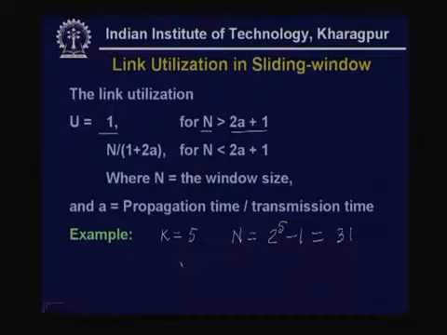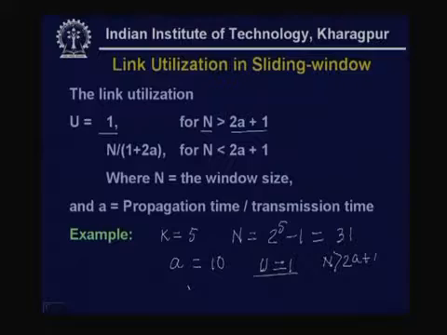Now suppose the value of a is equal to 10, let us assume. Obviously in this case the utilization will be 1, because N is greater than 2a plus 1. A is 10, so that is 21. So 31 is greater than 21, and in this case the utilization will be 1.